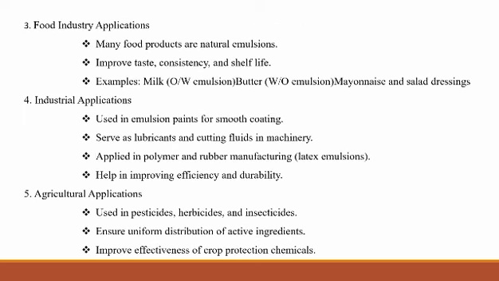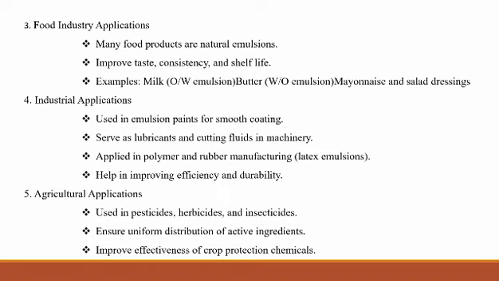Next is the application, food industry application. In the food industry, many food products are natural emulsions, as the emulsion improves the taste, consistency, and shelf life of the food products. For example, milk is an oil and water emulsion, and butter, mayonnaise, and salad dressing are some of the food products which are of the emulsion type.